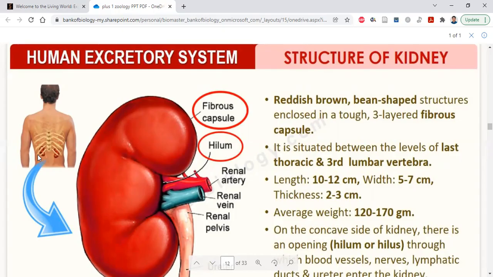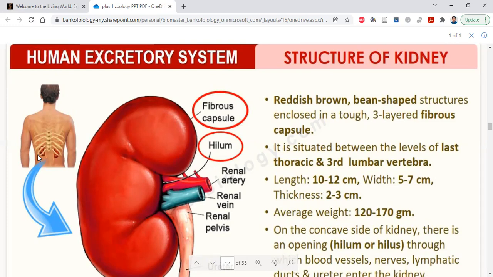The average weight of each kidney is about 120 to 170 grams. It is covered usually by peritoneum on the ventral side. The asymmetry within the abdominal cavity caused by the liver results in the right kidney being slightly lower than the left one, because on the right side the liver is there, pressing it towards the back side.